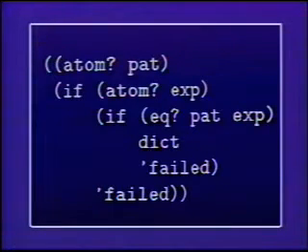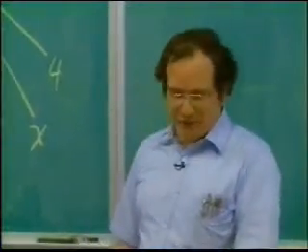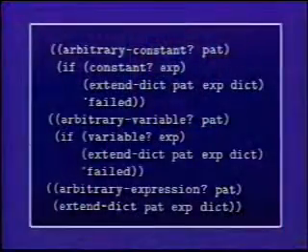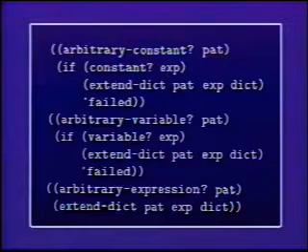Okay? That's very simple. Now what about the various kinds of pattern variables? We had 3 kinds. I give them the names. They're arbitrary constants, arbitrary variables, and arbitrary expressions. A question mark x is an arbitrary expression. A question mark c x is an arbitrary constant, and a question mark v x is an arbitrary variable.